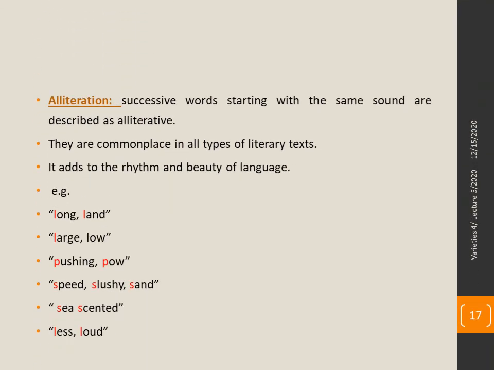One more powerful and very much preferable device is alliteration. Successive words starting with the same sound are described as alliterative. They are commonplace in all types of literary works or texts. It adds to the rhythm and beauty of language. So words in the same line start with the same sound, like long and land, large, low, pushing, pole, speed, slushy, sand. Notice these three words beginning with the S sound: see, scented, less.